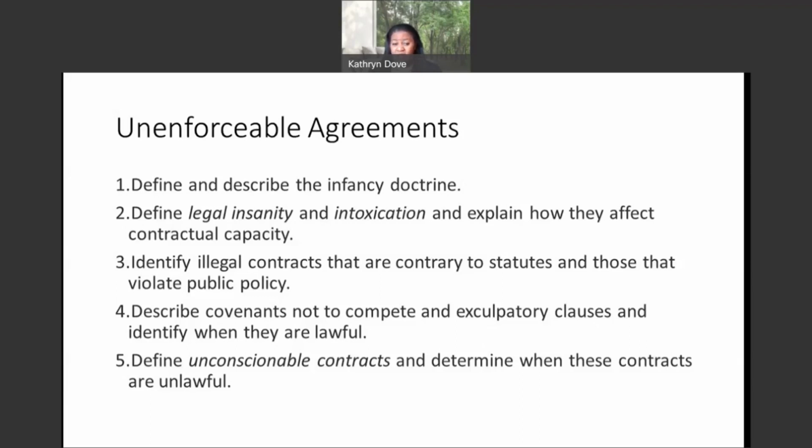We're going to look at unconscionable contracts, contracts that are so unfair and so biased against one party that they shock the conscience and are also illegal.